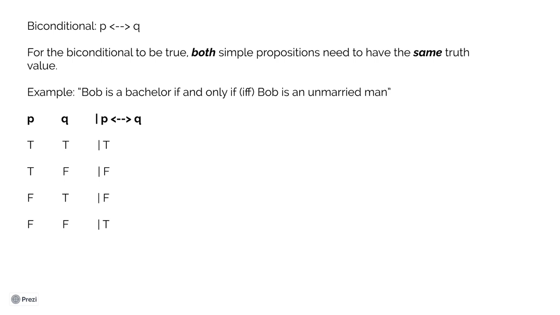So if P is true and Q is true, then it's true that P if and only if Q. If P is false and Q is false, then it's still true that P if and only if Q. However, if P is true and Q is false, or if P is false and Q is true, then in each of these cases, it's false that P if and only if Q, for one of them, either the P or the Q, obtained without the other.